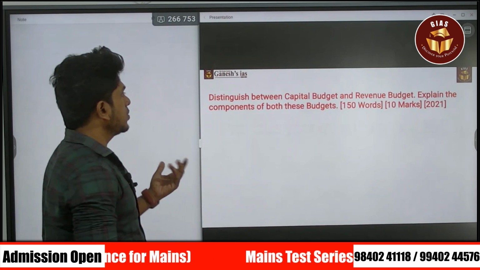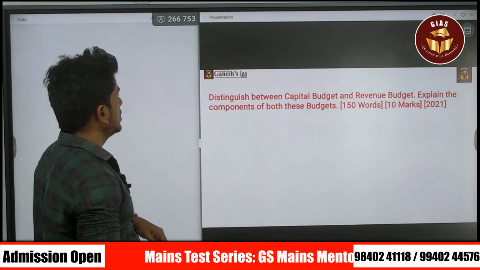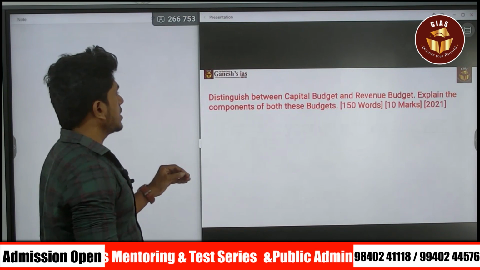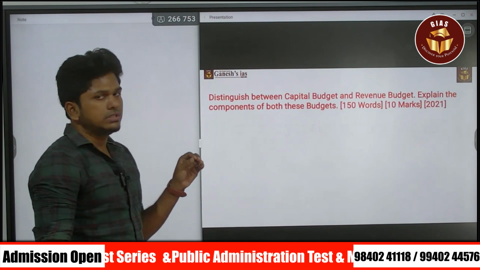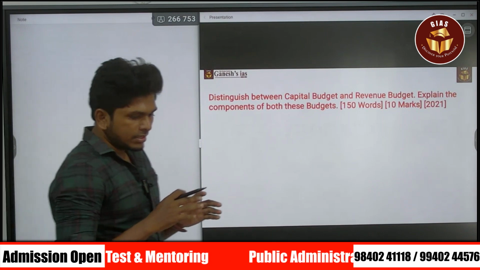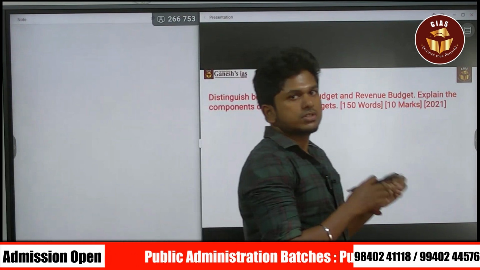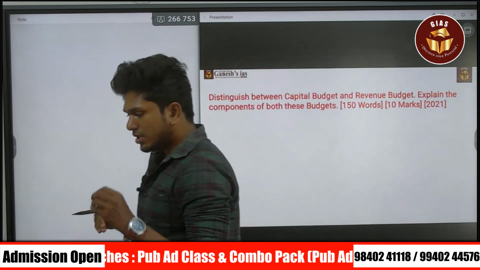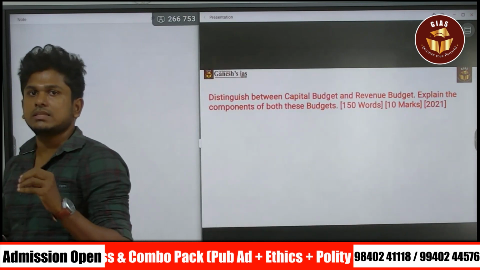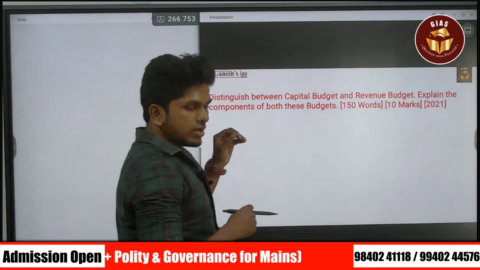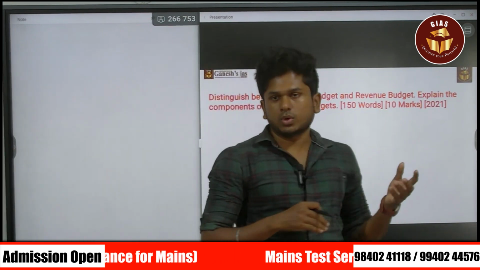It's a 10 mark question with 150 words. The question is: distinguish between the capital budget and the revenue budget. Explain the components of both these budgets. It is purely a conventional part question. So if you know what the capital budget and the revenue budget are, it is easy to handle this question. It is one of the easiest questions asked in 2021.